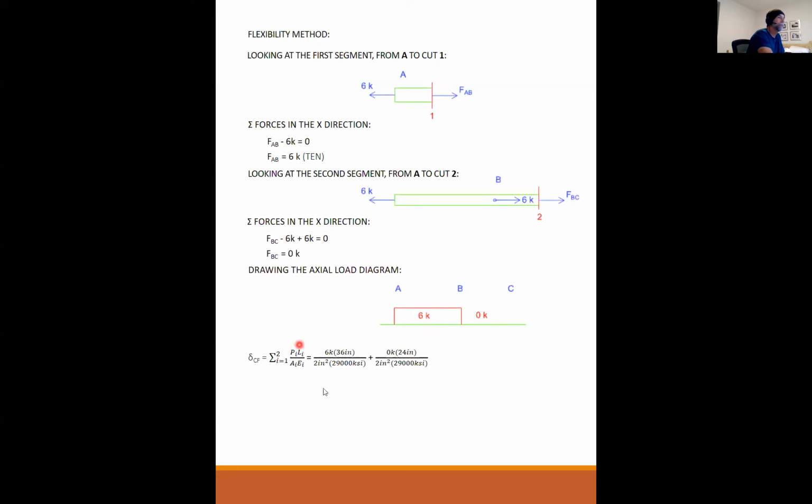In the application of this equation, I've had students try to put the end reactions in here. These are not end reactions. That's the force actually in that member. I've had folks try to solve for end reactions and plug those in here over certain lengths, and it got very confusing. So if you draw an axial load diagram, then you can measure how long this segment is at 6 kips, that goes there. How long is this segment at 0 kips, that goes there.